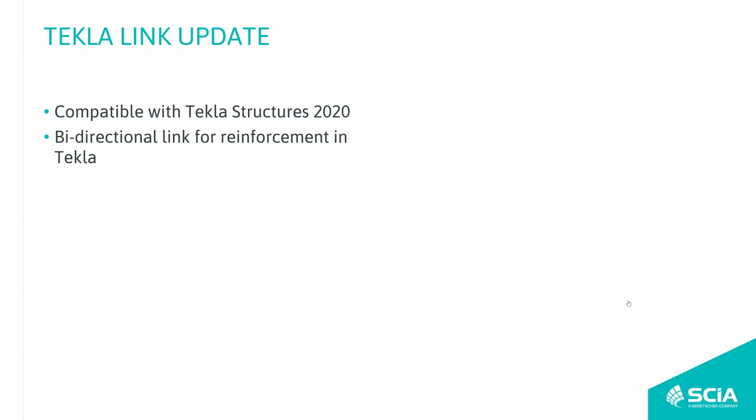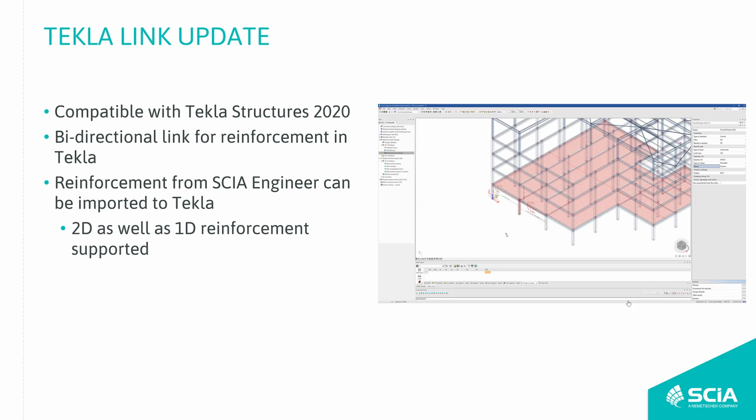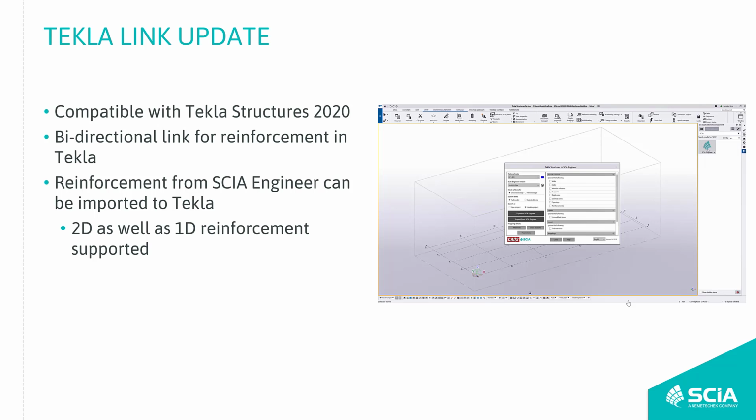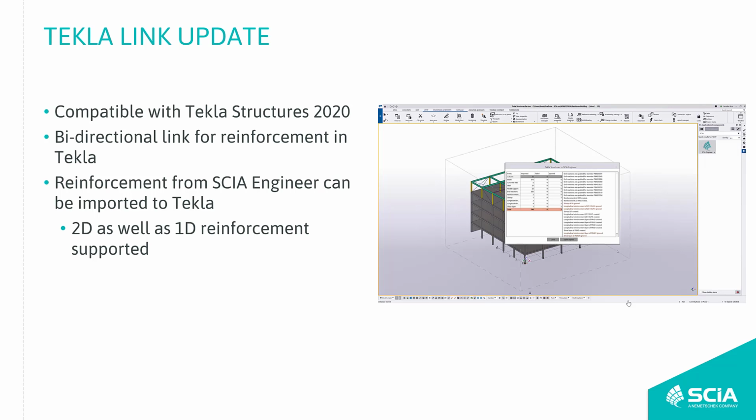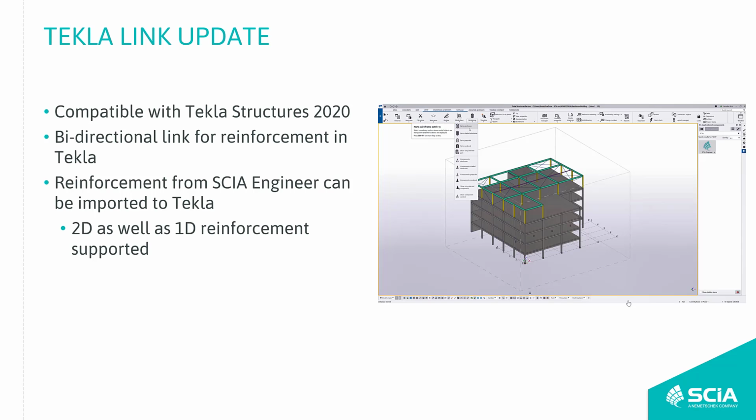Our second link, our Tekla link and its update. So we are also compatible with the latest version of Tekla Structures 2020. That's perfect, that you can use the latest versions. And as in the case of Revit, we have a bidirectional link for reinforcement in Tekla. Firstly, we are able to export reinforcement from SCIA Engineer to Tekla, and it's valid for 2D as well as for 1D reinforcement and for free bars.